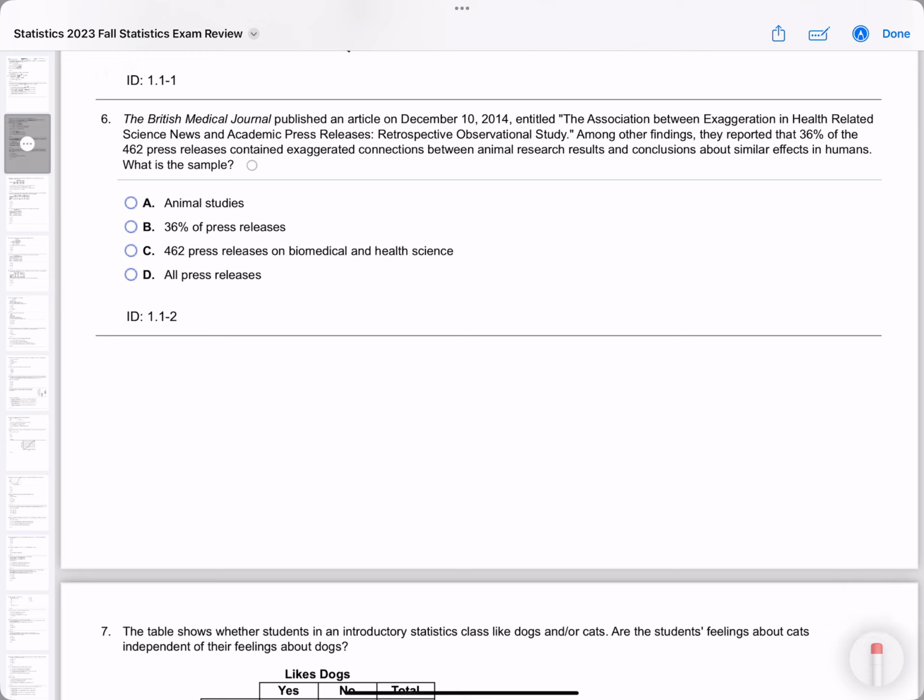Okay, this is the sample. Remember, the sample is what you're actually doing your experiment on, and so when you look for that, you're going to look for a specific number. You see that 462, those are the ones that I'm actually doing the experiment on, so that is going to be my sample.